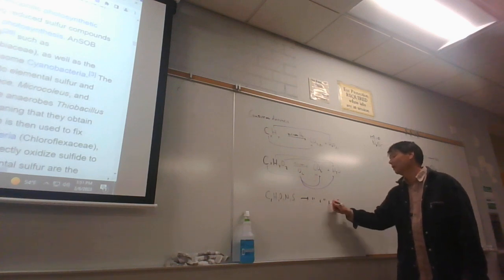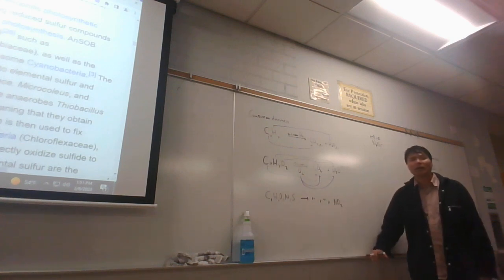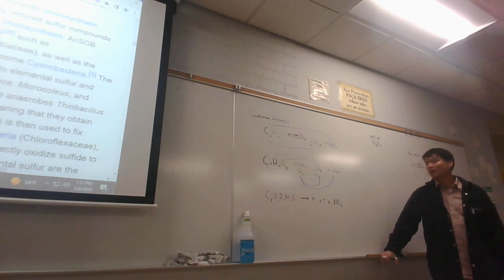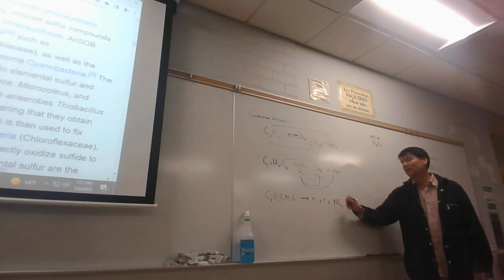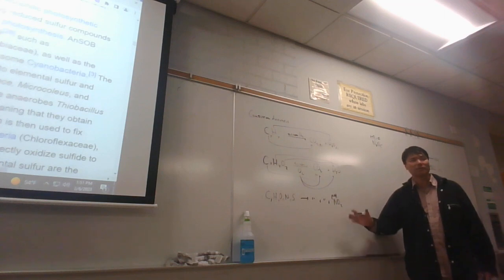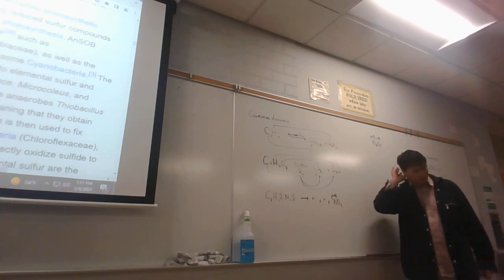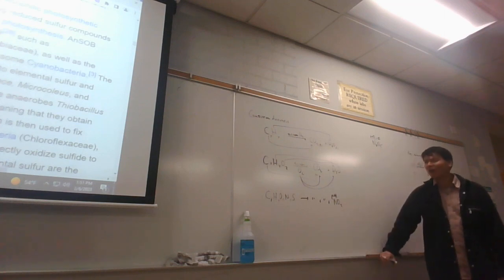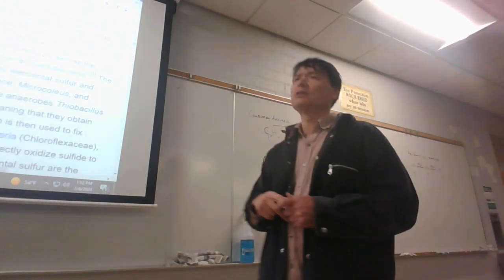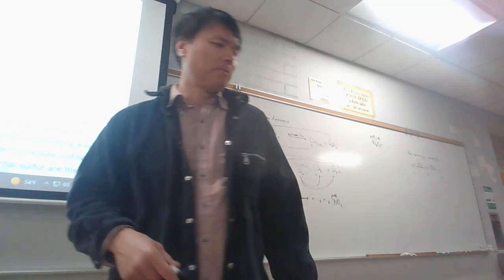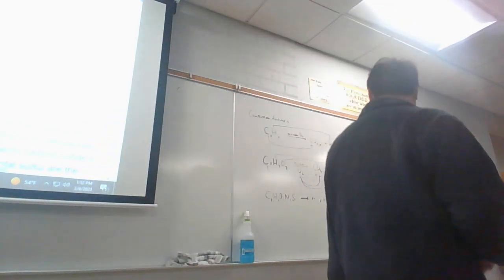NO2. NO2 is not complete. NO2 is incomplete. What's the oxidation state of nitrogen in NO2? Plus 4. So we don't quite get to plus 5. And so it ends here at NO2. However, sulfur is smaller or bigger than nitrogen? It's bigger. Sulfur is bigger. Sulfur is easier to oxidize.